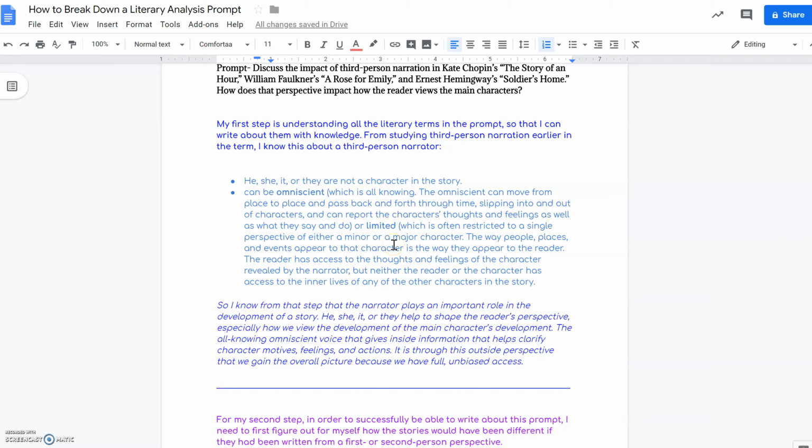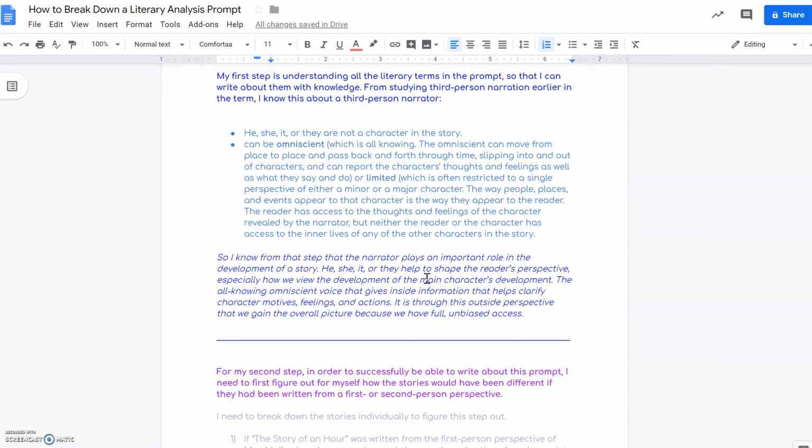And then we also have a limited third-person narrator, which is all of those same things, but just from the perspective of one single minor or major character. And so the way that people, places, and events in the story appear to that character is the way they appear to us as the reader, because that's the way they are translated to us. So with limited third person, the reader has access to the thoughts and feelings of the character, but neither the reader, us, nor the character themselves can be inside the head of any other character in the story.